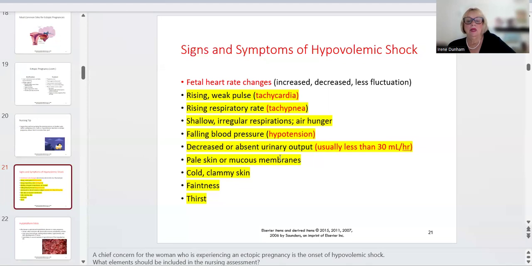All right. And then after all that, you'll see pale skin, mucous membranes in the mouth. That's a quick way to know somebody's really hemorrhaging, is it'd be very pale. Okay. Pale mucous membranes. And then the skin is cold and clammy, and of course, the patient is kind of fainty and thirsty.